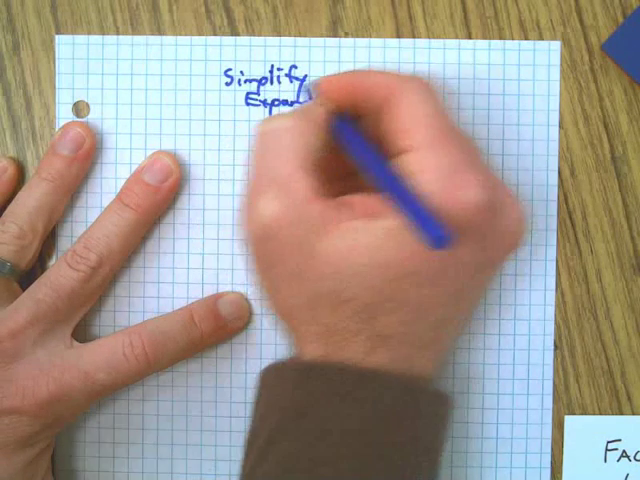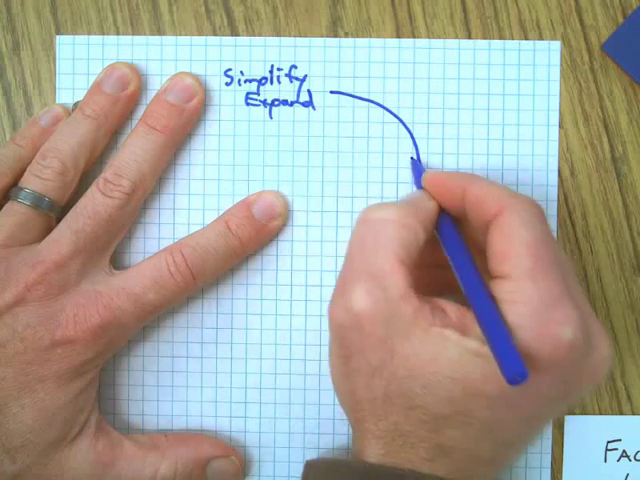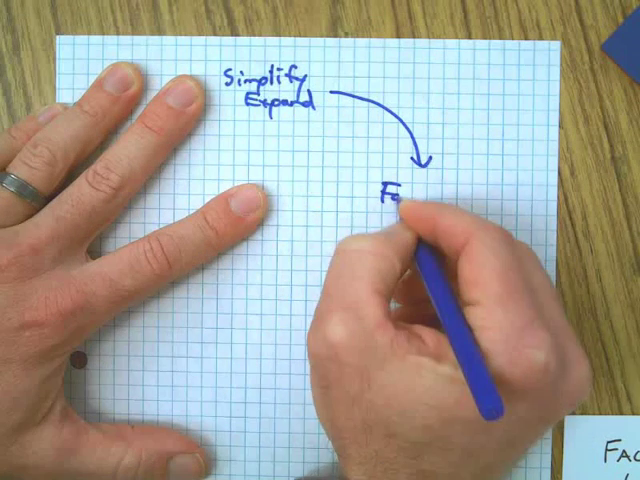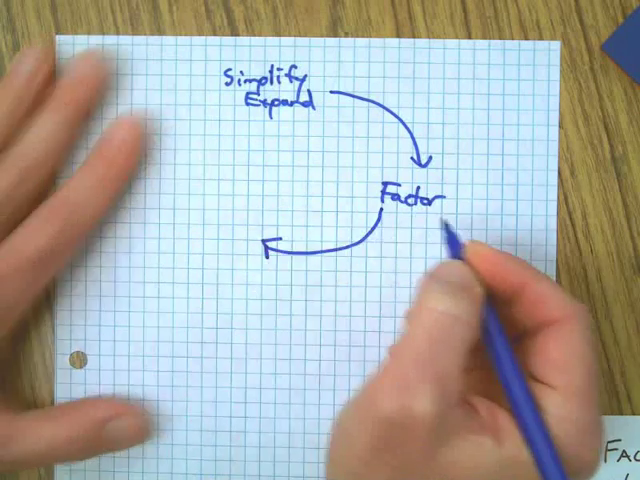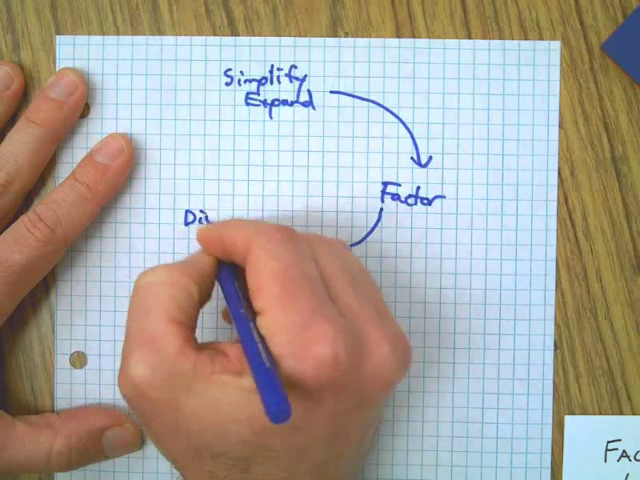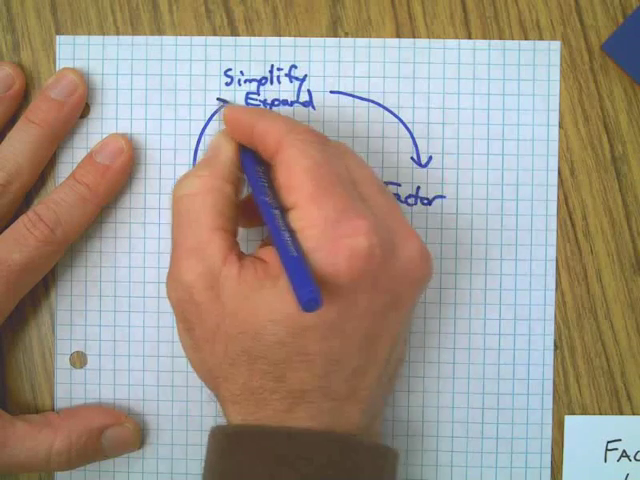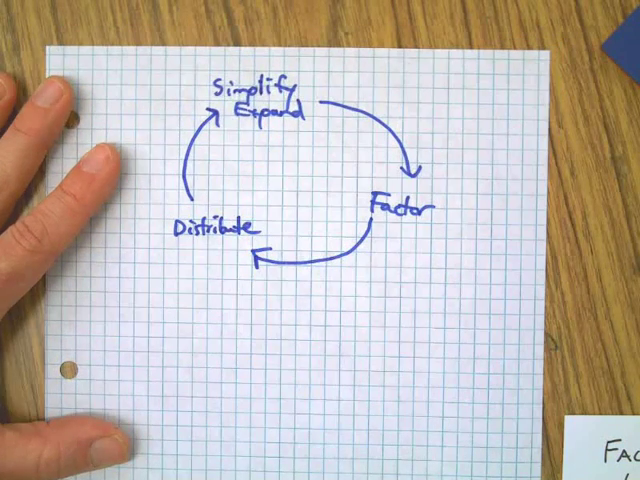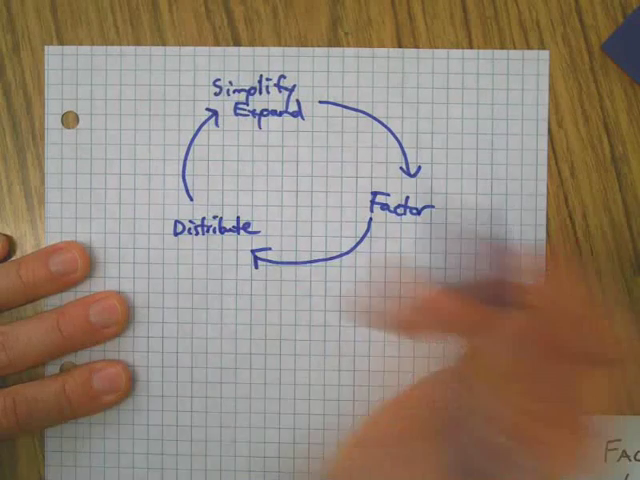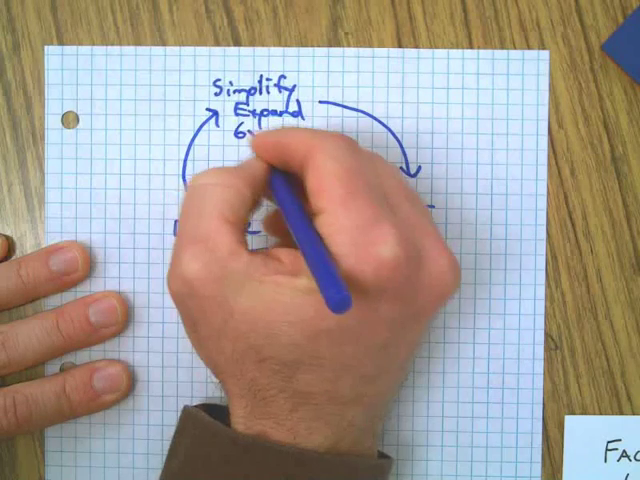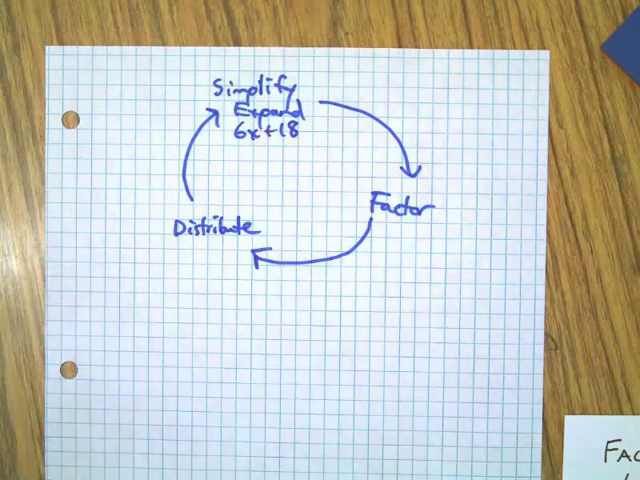At the top of our circle, we can say it's been simplified or expanded. And then if we work around the circle, we can factor. If we take another step in the process here, we can distribute. And if we continue, we end up right back where we started. Okay? Let me take this example for you here. If I start with something like 6x plus 18, there are no parentheses there.